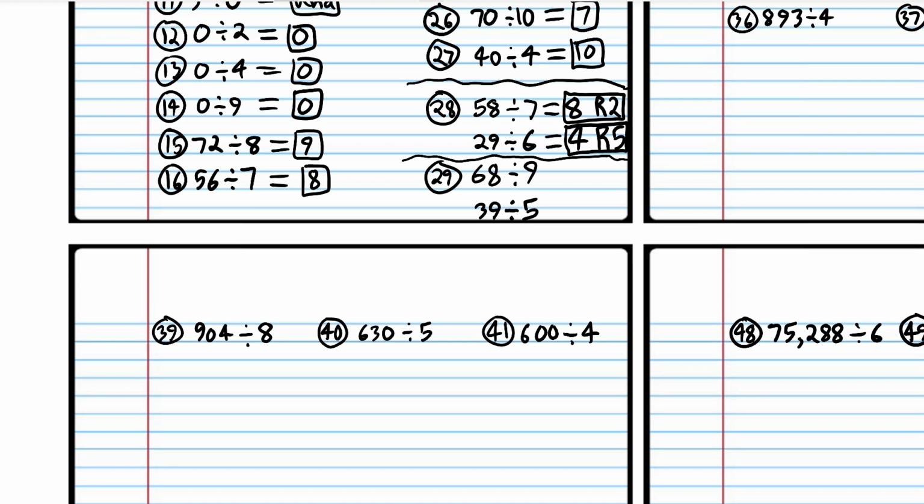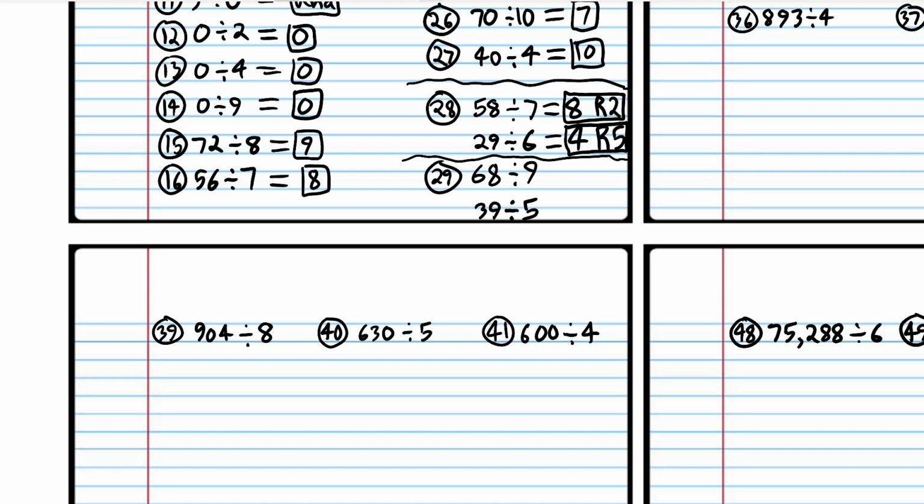All right, so again, for number 29, you're trying to figure out how many times 9 goes into 68 and how many times 5 goes into 39. And there's going to be a little bit left over. So use subtraction to find the remainder. Pause the video, try these problems, and when you come back, we'll do it together.